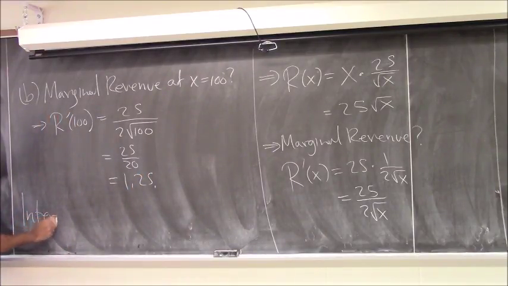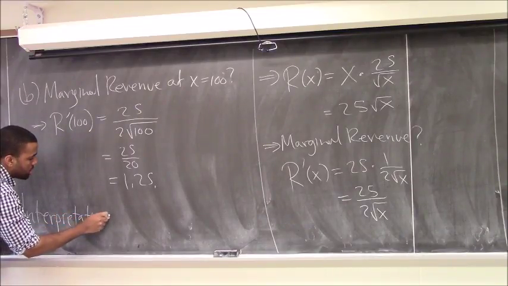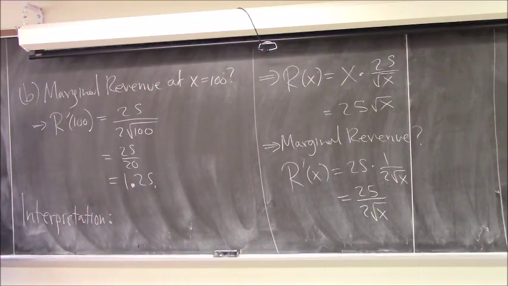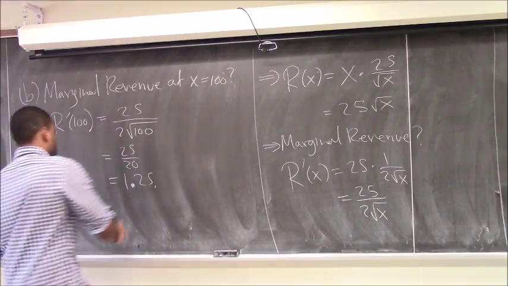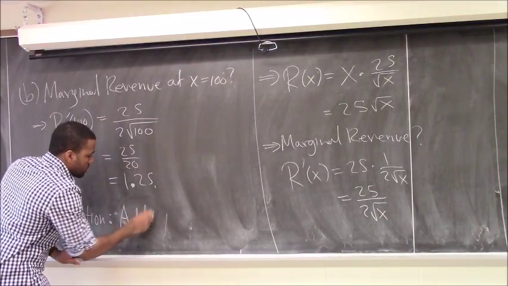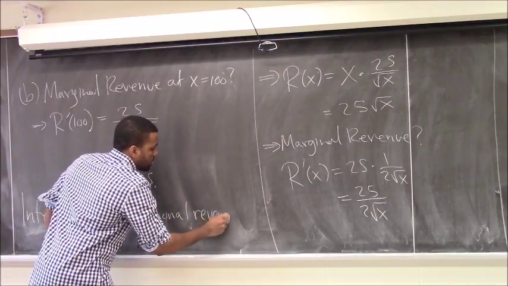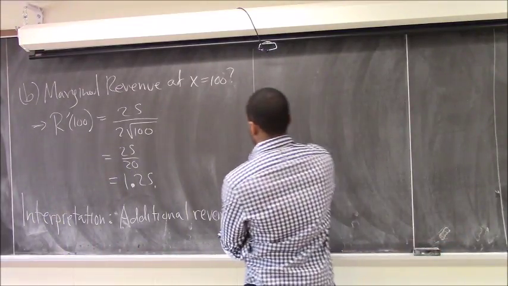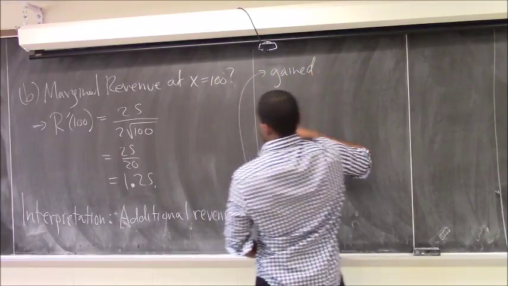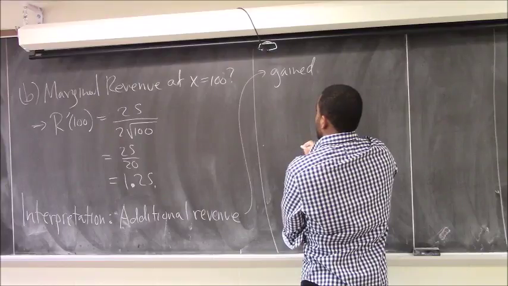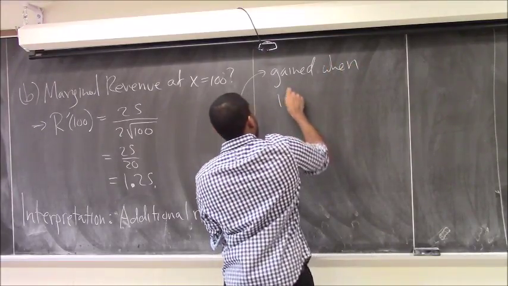Interpret that number. So you did this calculation. You know your revenue function. You found its derivative. You plugged in 100. The answer you got is 1.25. What does that number mean? The increase in revenue, the additional revenue gained. Oh, when 100 items are made? Or sold, I think? Almost, when 101 items are sold.